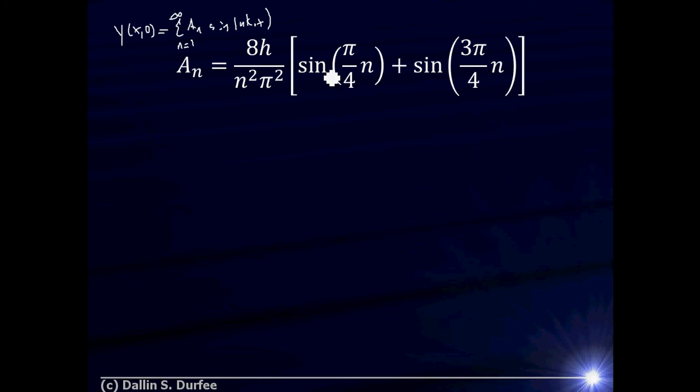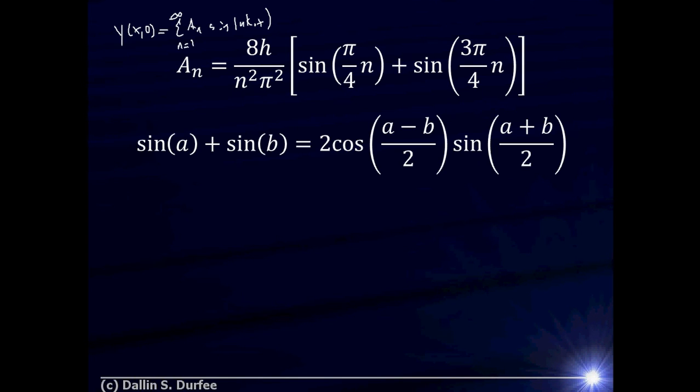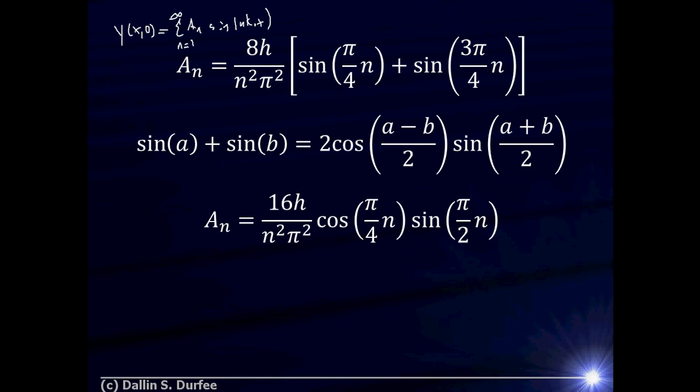But notice something. I've got a sine plus a sine, and we remember this trig identity we used when we were doing beats and traveling waves. Sine of a plus sine of b is just 2 times cosine of the difference over 2 times sine of the average. So if I apply that identity to this, I can write this like this. Does this look any better? Well, it's kind of cool because look at this.